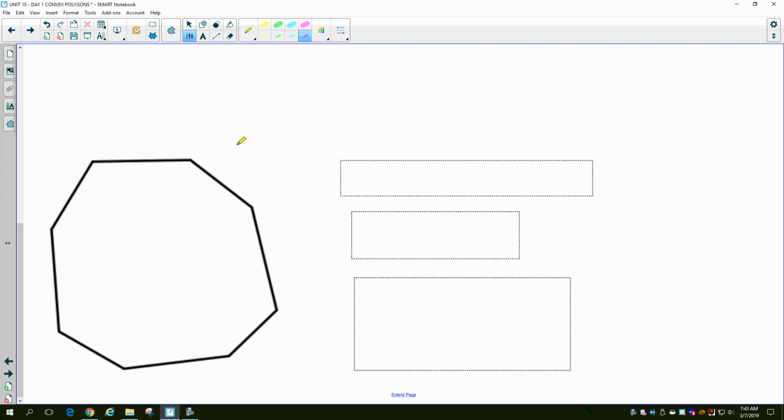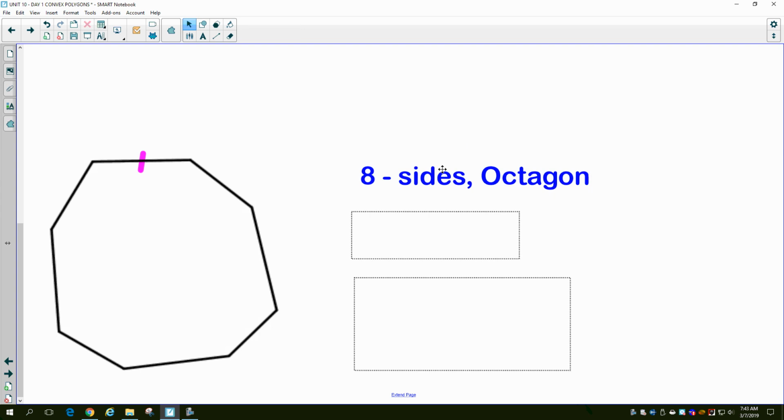So again, it's easy to lose track, so I'll put a mark on the first side I count. 1, 2, 3, 4, 5, 6, 7, 8 sides. That's an octagon. It's not the octagon that you're used to seeing, but it has 8 sides, so it's an octagon. If I drew all the exterior angles, measured them all, added them up, the sum of those exterior angles would be 360 degrees, as always.